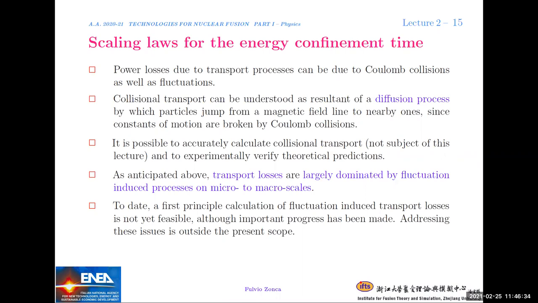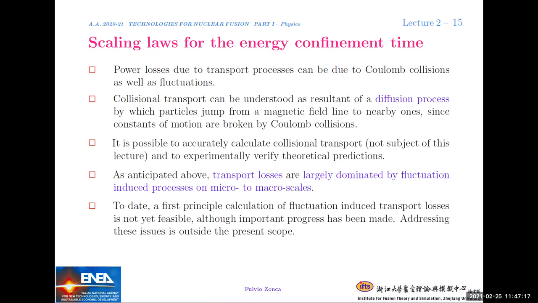Just to give you a flavor of what the micro scale and the macro scale are: macro scale can be meters, several meters in the case of ITER, because the machine is very big. Microscale refers, again in the case of ITER but also DTT, to the Larmor radius, which for the thermal ions in DTT and ITER will be on the order of 10 to the minus 3 meters, 1 millimeter. So you can realize right away that the range of length scales connected with the fluctuations is extremely broad. So let's go back to the collisional transport.